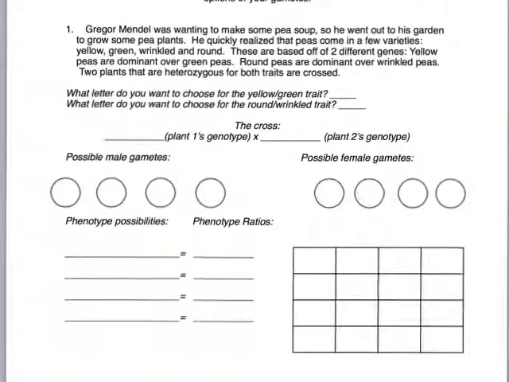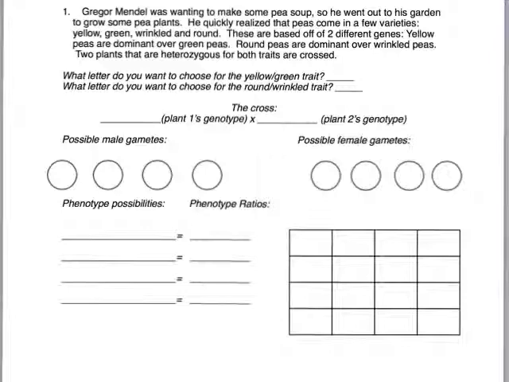So starting with number 1 here, you're going to read through it, and the first thing you're going to do, as always, is you're going to tell me what are the traits that you're looking at. So if you read through this one, you're seeing that the first trait is color of the pea, and the second trait is the shape of the pea.